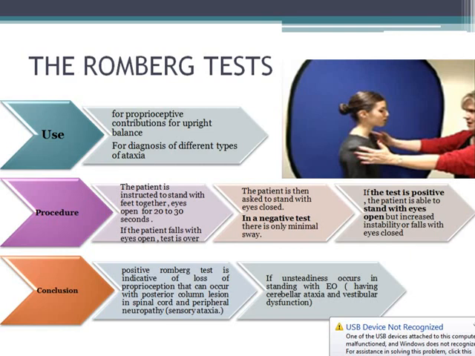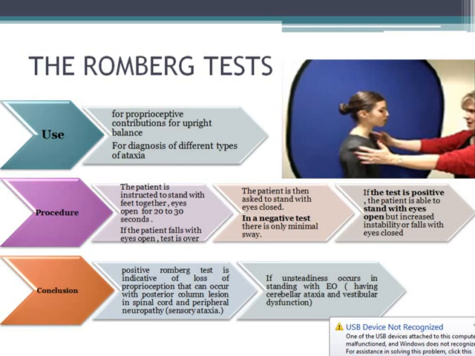But if the test is positive, the patient is able to stand with eyes open, but has increased instability or falls with the eyes closed. Now, conclusion and differentiation of sensory and cerebellar ataxia.